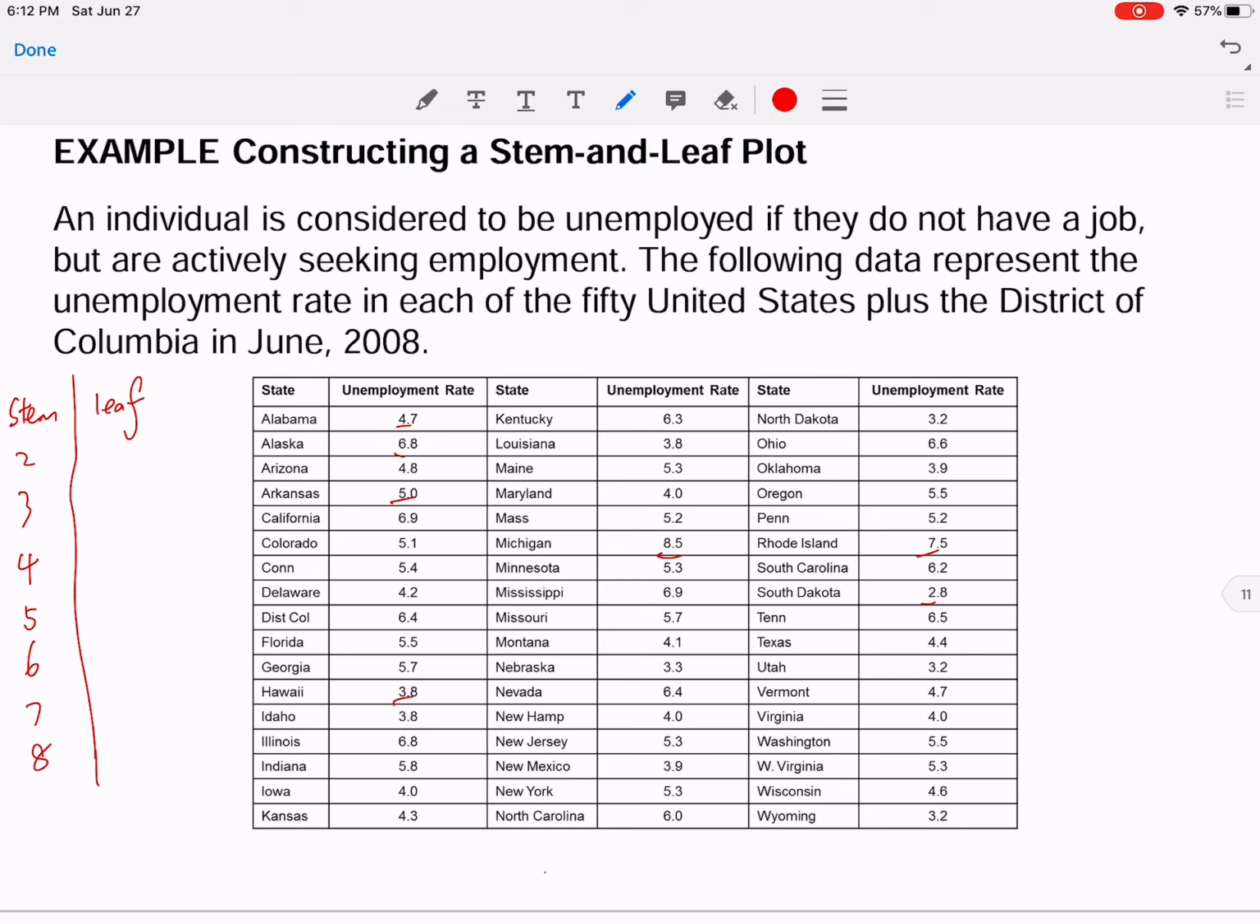First, let's take a look at the leaves corresponding to stem 2. Based on what we have here, we only have one number with stem 2, which is 2.8. And then we just write down the leaf here, which is 8. And that's it for stem 2. Let's take a look at stem 3.